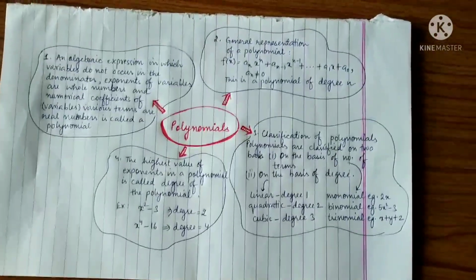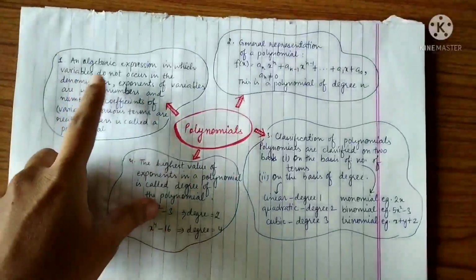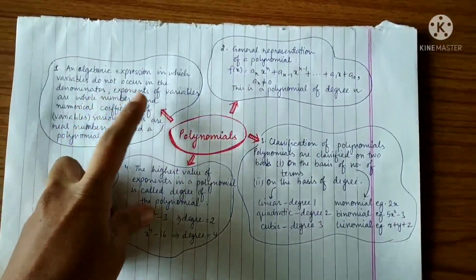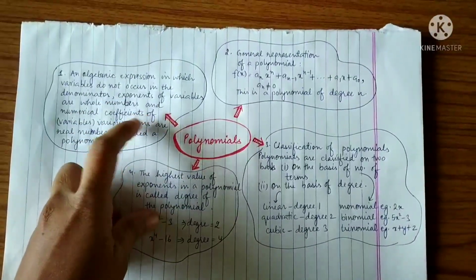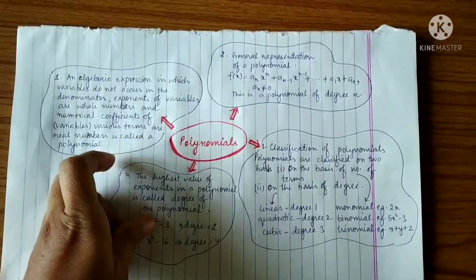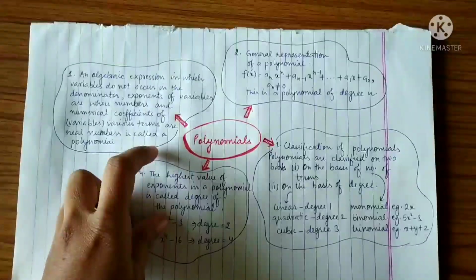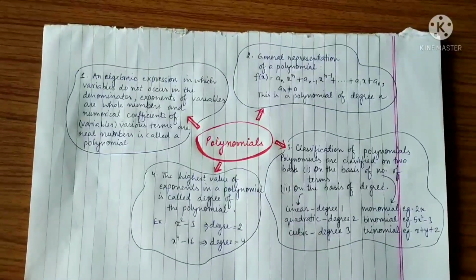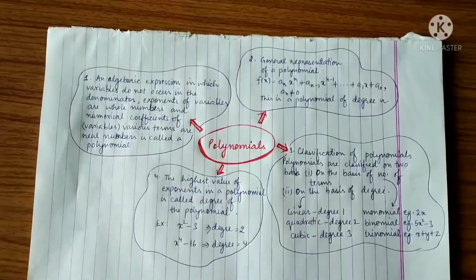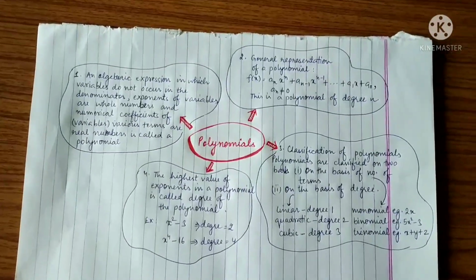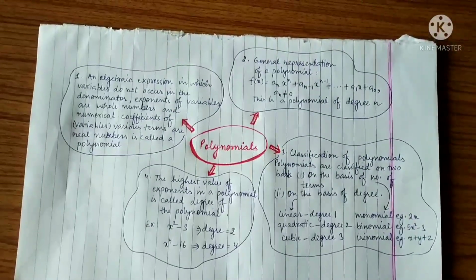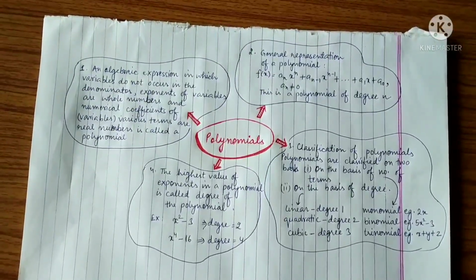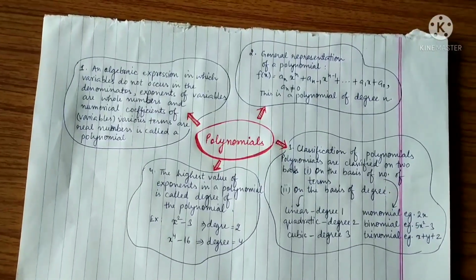What is a polynomial? As you can see, a polynomial is an algebraic expression in which variables do not occur in the denominator, exponents of variables are whole numbers, and numerical coefficients of various terms are real numbers. Means any algebraic expression in which the variables should not be in the denominator, the exponents, that means the powers of the variables, should be whole numbers, and the coefficients of all the terms present in the algebraic expression should be real numbers. Any such algebraic expression we call a polynomial.